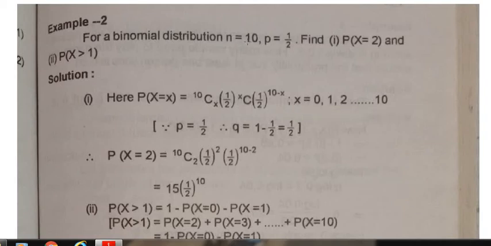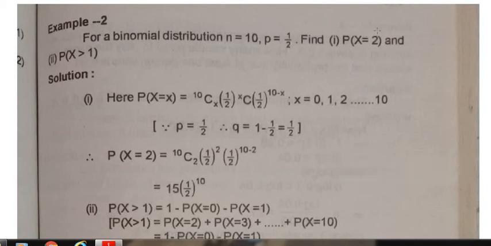Here n is 10 and p is half. q is 1 minus p, that means q is also half. Therefore, P(x) equals 10Cx (1/2)^x (1/2)^(10-x). X can take the values 0, 1, up to 10.